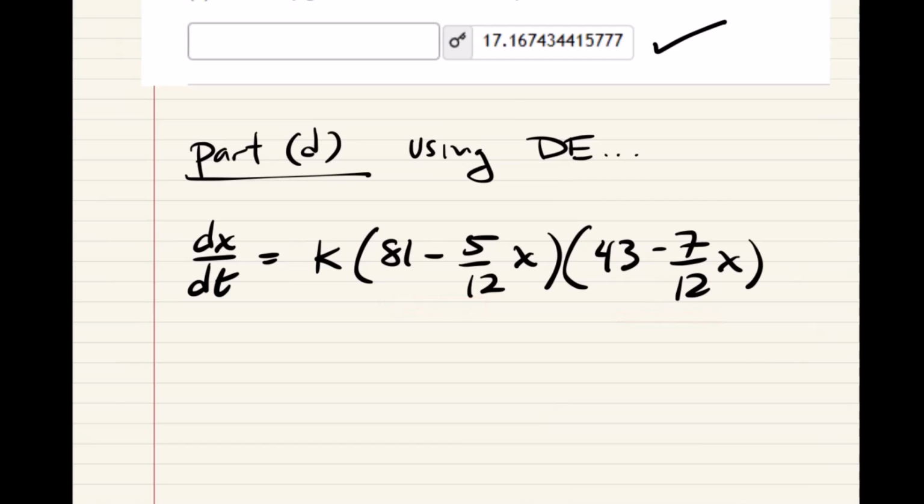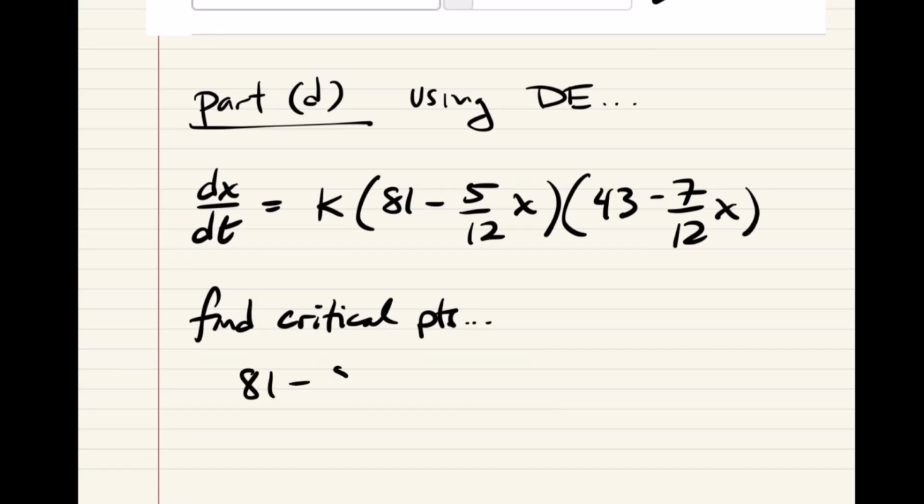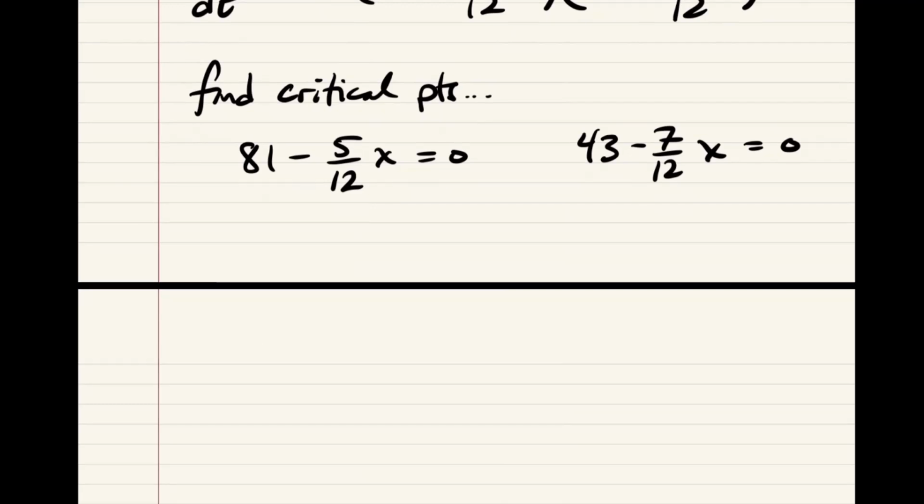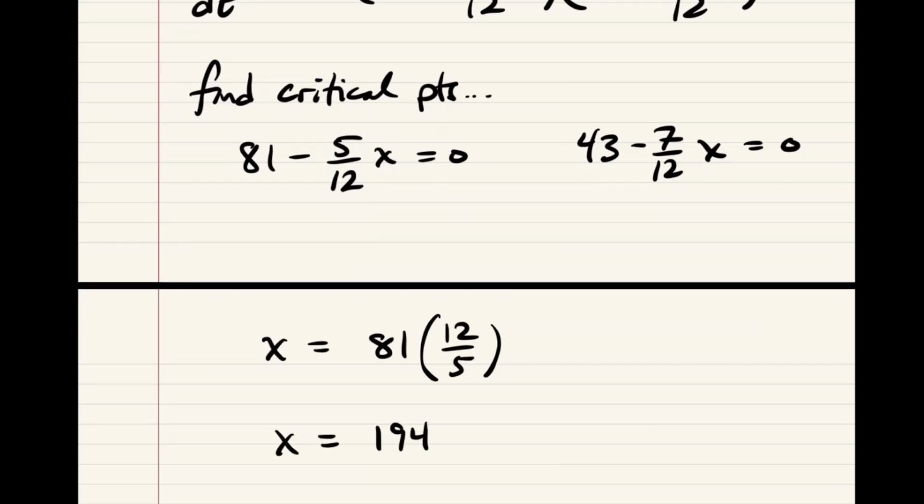So set each of these equal to 0 to get critical points. So set that equal to 0. Set this factor equal to 0. So you would end up with x equal to, let's see, bring 81 over and then multiply by 12 over 5. So that's 194.4. That's one of the critical points. The other one, if I solve for x, I'm just going to move this over, multiply both sides by 12 over 7, and let's change the sign. So the x is 43.